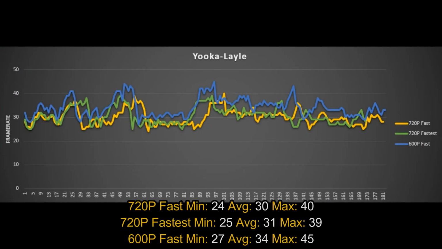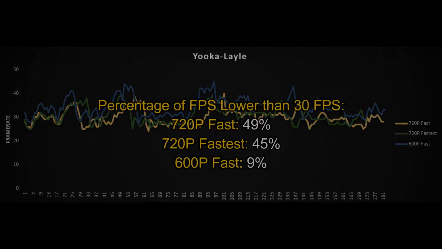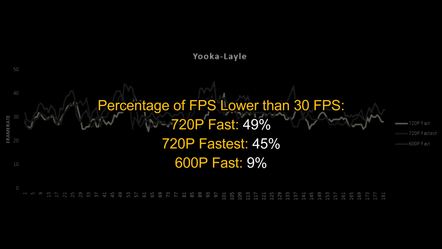Hello boys and girls, welcome to the performance section of the video. As you can see on the performance part of the game without recording, all the settings that I tested provide an average of 30 FPS or above, which is very good news. But the minimums are a little bit different: 720p with fast enables 24 FPS of minimum, fastest 25, and 600p 27.